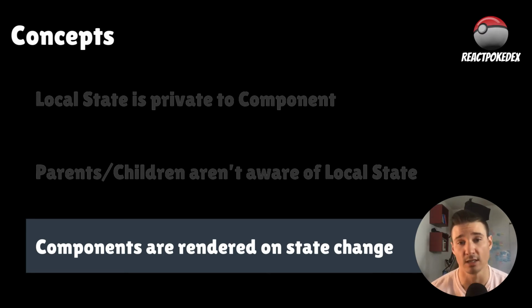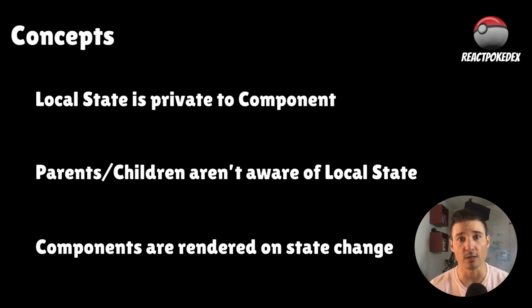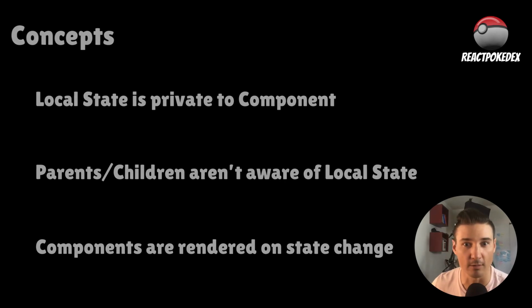So React wants to keep the data on the screen as fresh as possible. Part of doing that is re-rendering a component when you update state. So here are the three concepts. Again, the local state is private, internal to the component. The parent and the children don't know about the local state, and the component will re-render every time the state is updated. So these are the three conceptual takeaways we need to take. Let's go ahead and bring those forward into a coding exercise, which is what we're going to do right now.